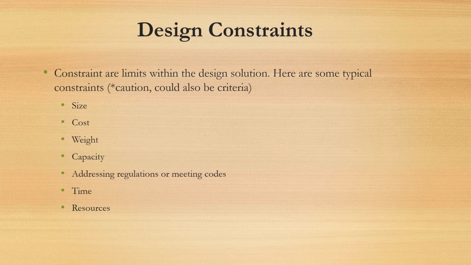So oftentimes it might be the size of the product, it might be the overall cost of it, it could be the weight or capacity of this. I think this one's key: addressing specific regulations. There might be governmental regulations on a product. There may be specific things you must abide by, such as a building code, and you have to meet those codes in order to have a successful design solution or a successful product.